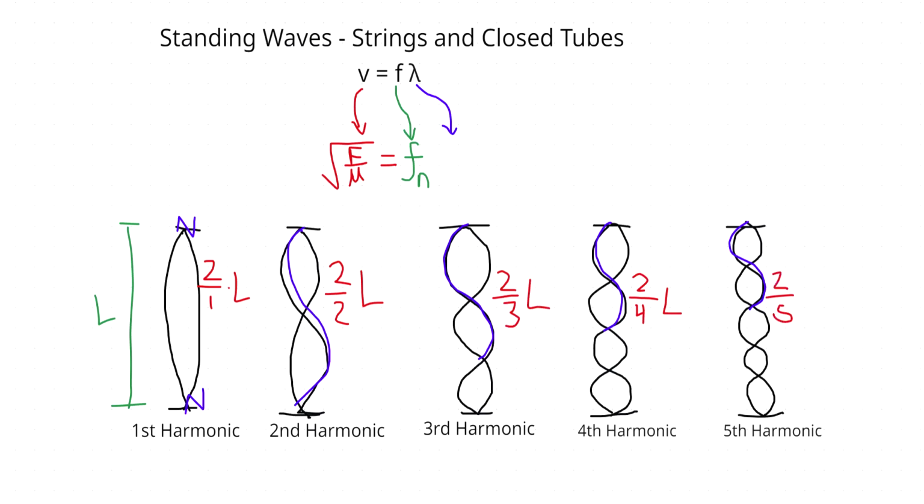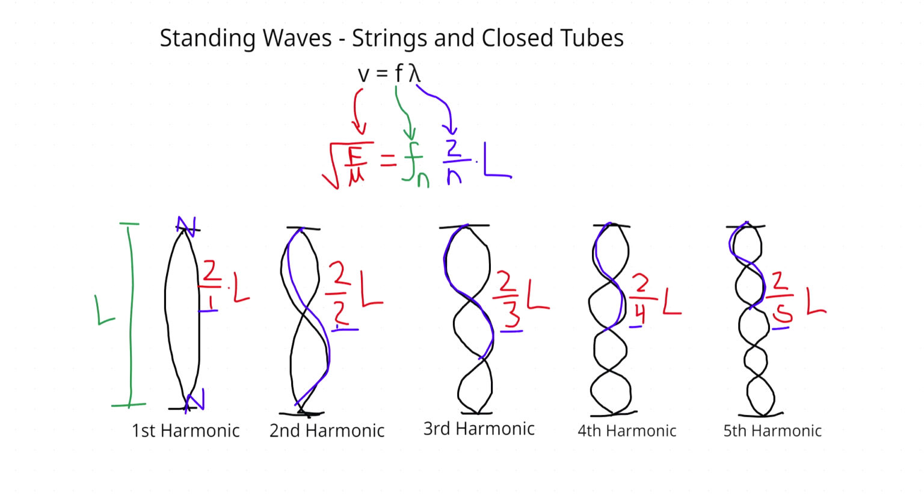So what is our pattern? What's our formula for the wavelength if we want to set a general equation? Well, our general equation is 2 over n, and n in this case being which harmonic we're looking at, right? 1, 2, 3, 4, 5. So 2 over n times the length of the string, and that's going to be our wavelength.